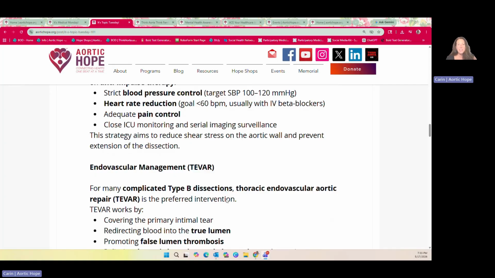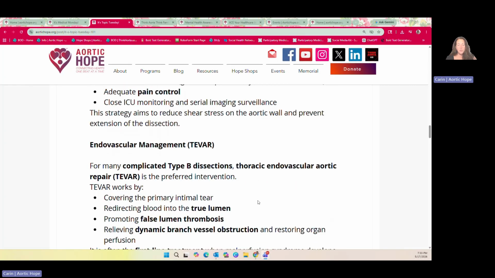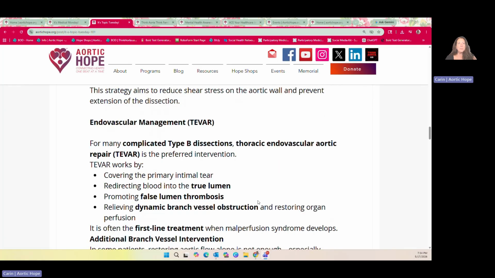Now, if it's complicated, if we're having some issues with malperfusion, then for many of those, a TEVAR, not a TAVR, a TEVAR is performed, and that is a thoracic endovascular aortic repair. And that works by covering the primary tear. And I believe that is done with a stent graft, redirecting the flow into the true lumen, thus opening that up and promoting blood clotting in the false lumen and relieving the dynamic branch vessel obstruction and restoring organ perfusion of blood.